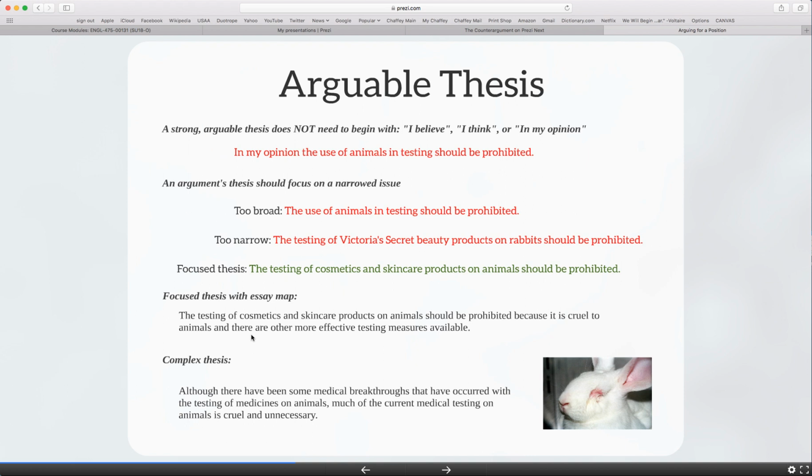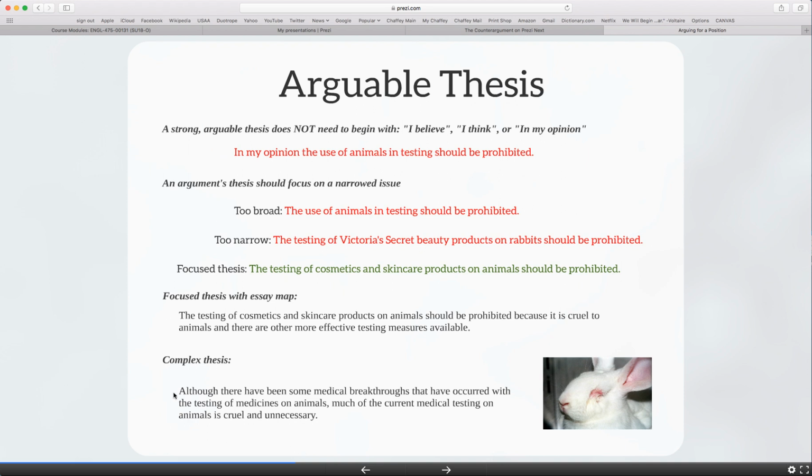The second point that this essay map makes is that there are other more effective testing measures available. So again, hopefully in my essay, I detail what are those other effective testing measures. How do they test on computers, for instance, and find the things that will hurt us or kill us? Or is it based on old data, right? I would want to detail those things out for my readers. So this is our goal right here, is having a focused thesis, one that we can tackle within a reasonable amount of pages, and also an essay map. So you're going to try for those kinds of things, but we'll get there.